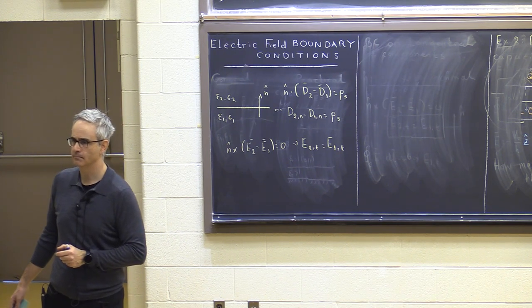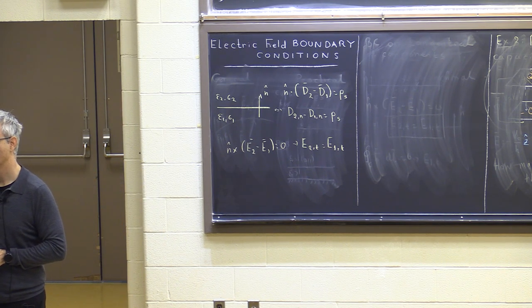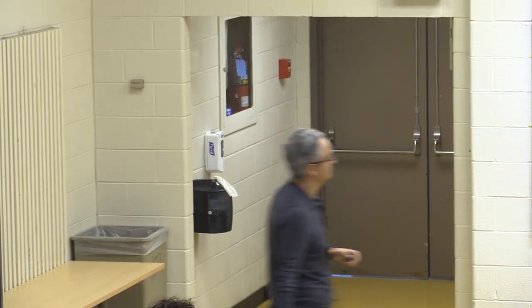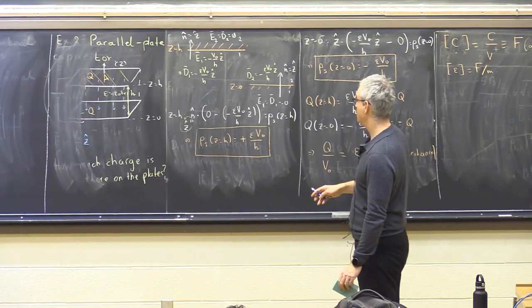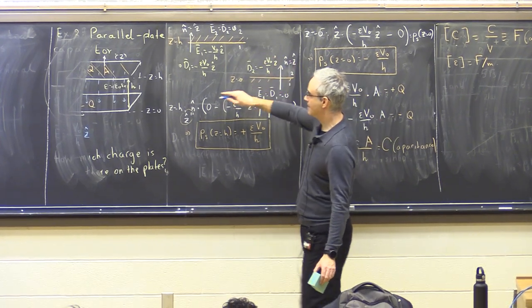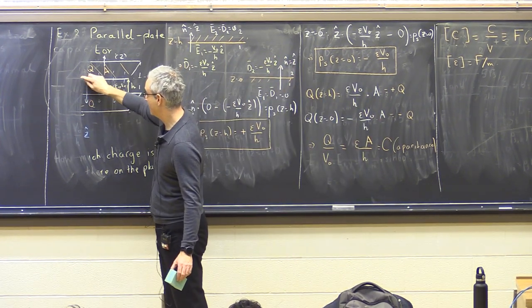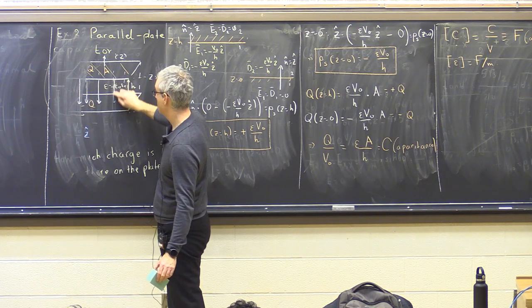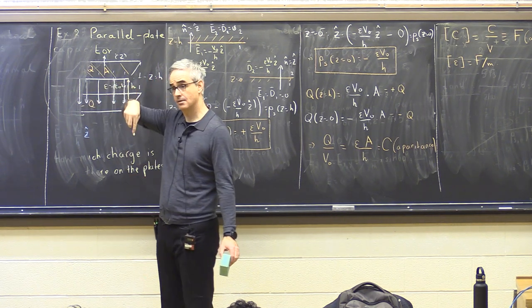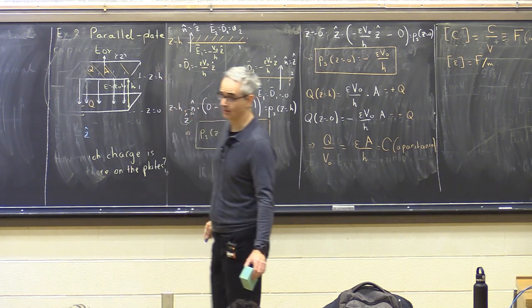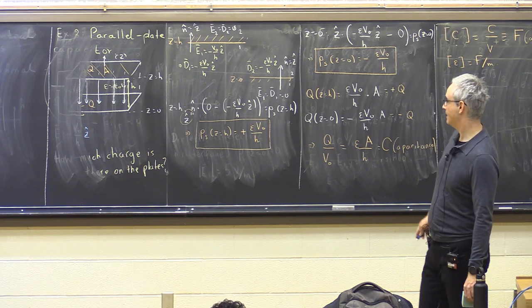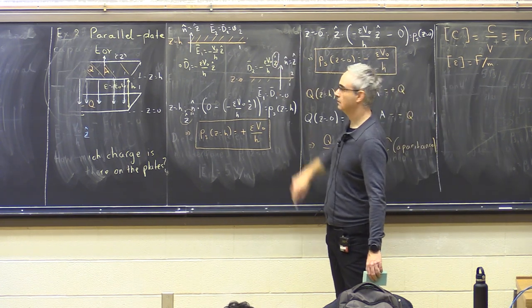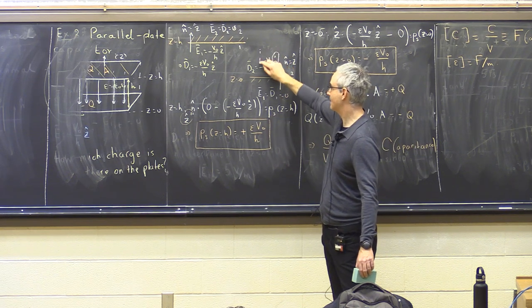Yes, please, sorry. I'd like to ask why your D2 is the opposite. Sorry? Which one? Oh, this one? Because it comes from this field that goes in the minus z direction. Actually, the electric field is always going downwards in the capacitor. It's constant. But you said our electric field was negative, no? Yeah, it is negative. Yes. Minus z hat. It's in the minus z hat direction.